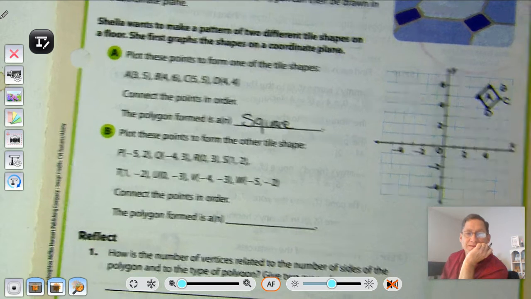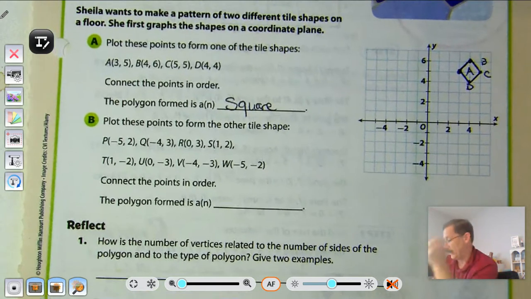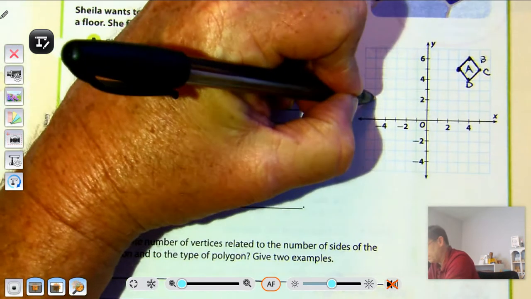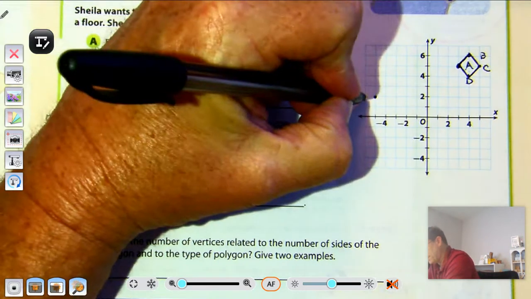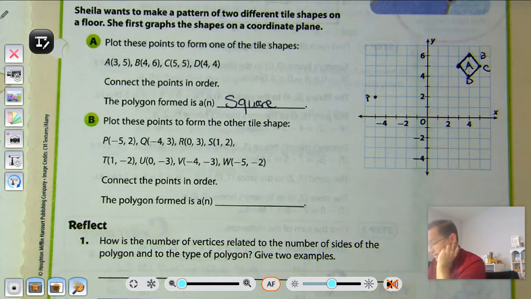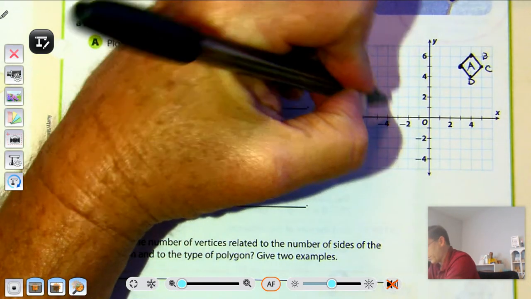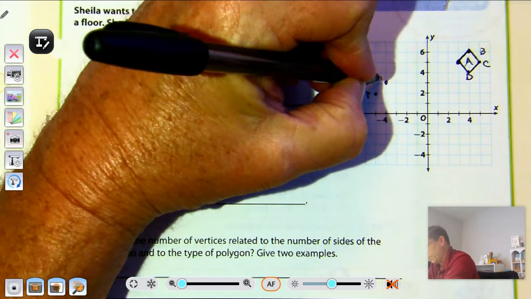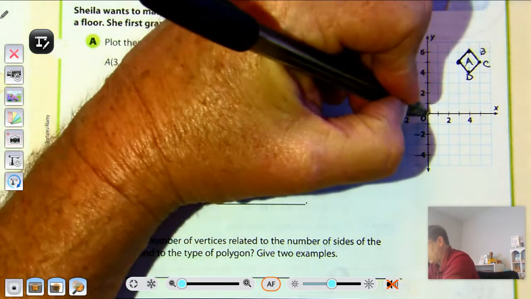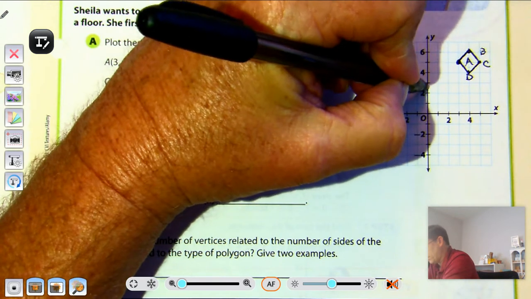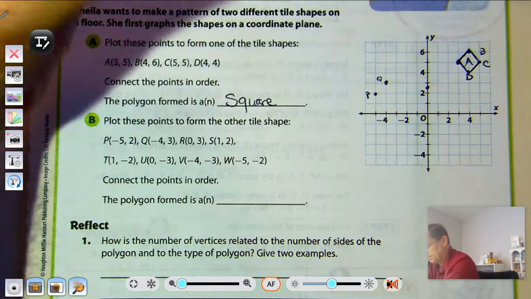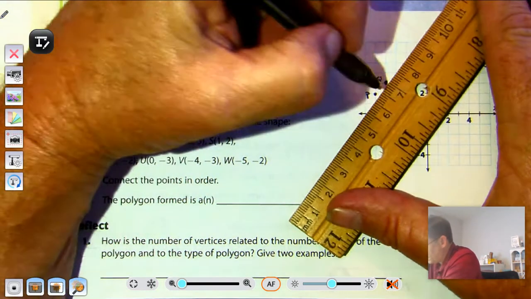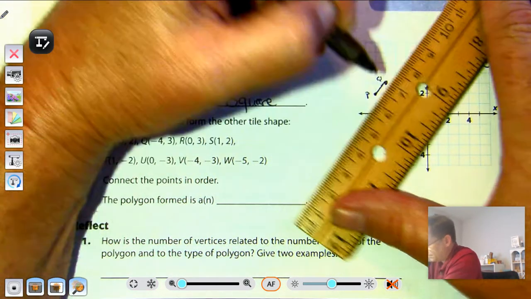Now plot these points to form the other tile shape. So we're at negative 5, 2, point P, negative 4, 3, point Q, 0, 3, that's R. We can go ahead and connect those as we go along.